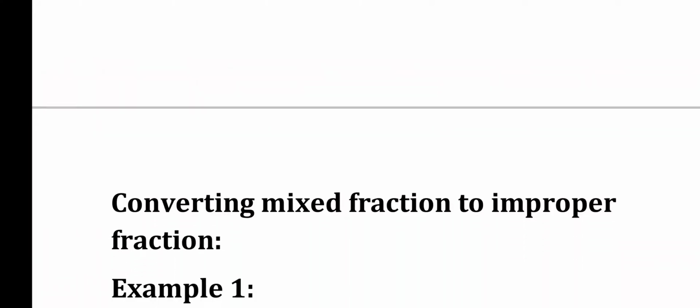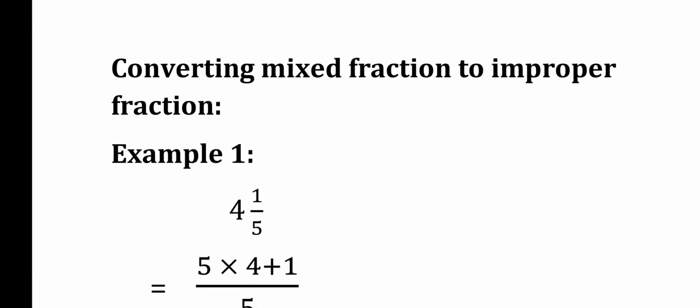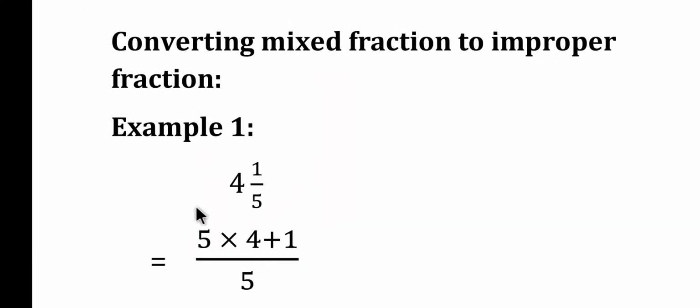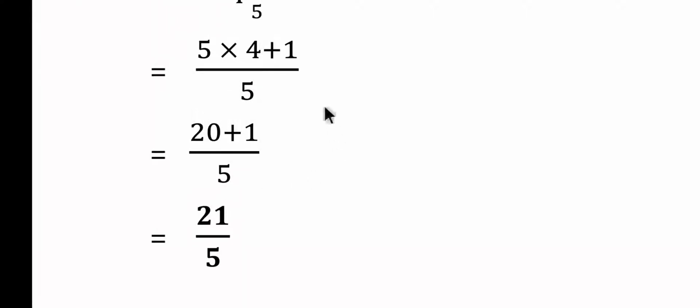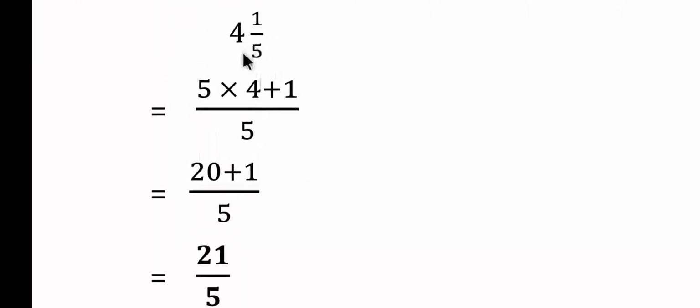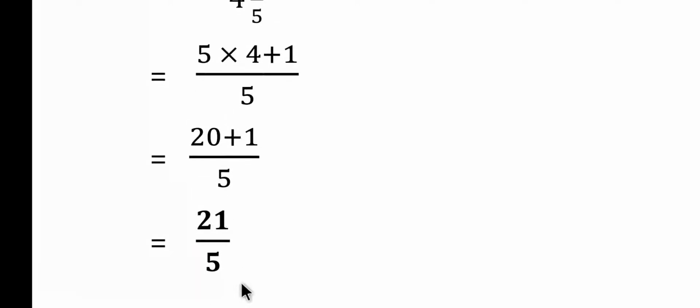Now let's learn about converting mixed fraction to improper fraction. So example number 1. You have a mixed fraction over here, 4 1 by 5. In order to convert it into an improper fraction, we'll multiply 5 with 4. Then we'll add it with the numerator. So 5 into 4 is 20 plus 1. 20 plus 1 is 21. And we write the same denominator. So the denominator is 5. So it remains 5. So 21 by 5 is the required improper fraction.